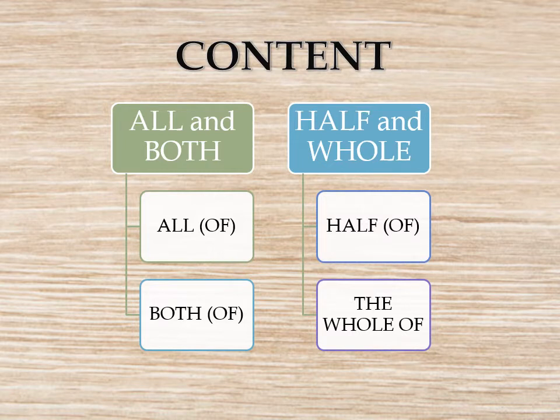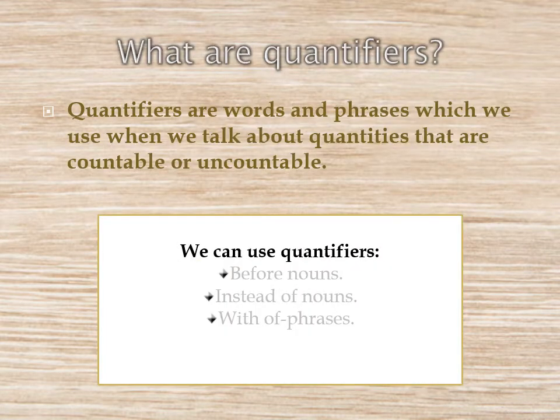In this video, I will talk about the use of all, both, half, and whole. Before we begin, what are quantifiers and when can we use them? Quantifiers are words and phrases which we use when we talk about quantities that are countable or uncountable, and we can use them before nouns and instead of nouns with of phrase.